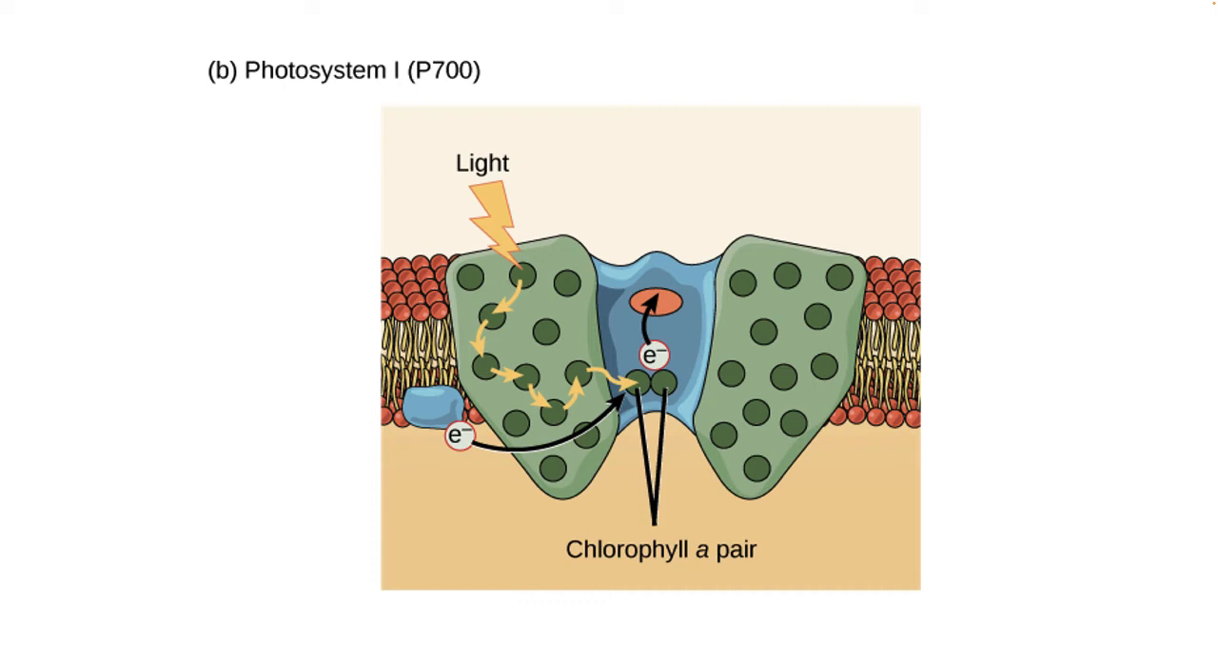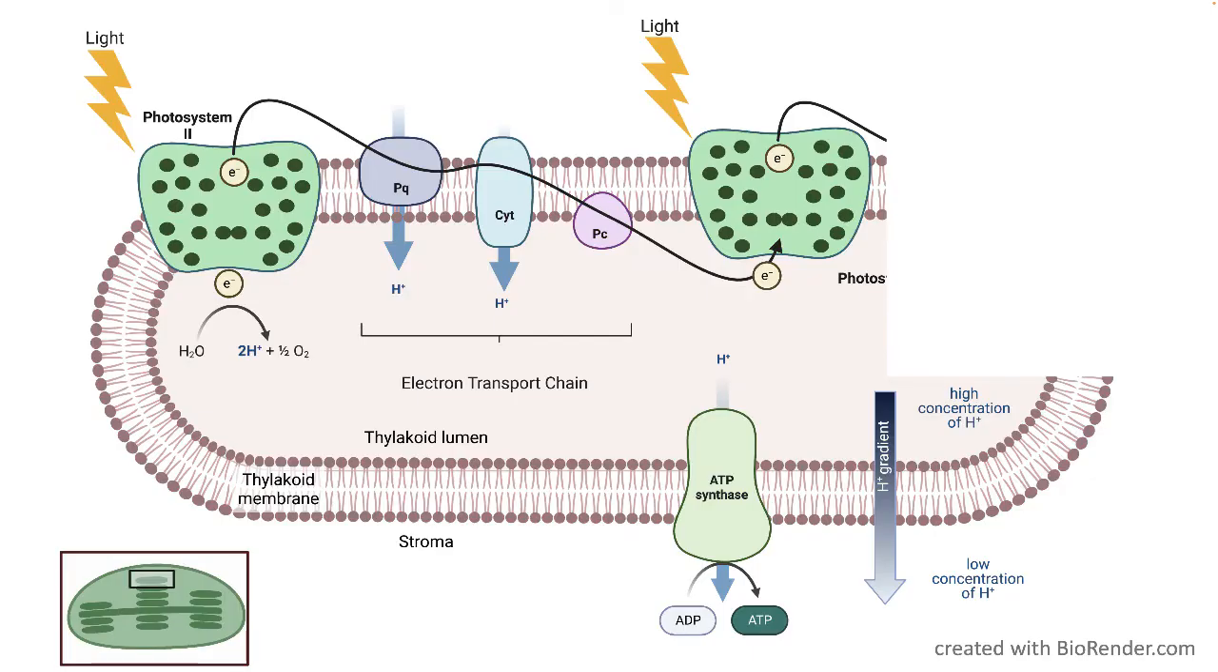P700. Electrons from P700 can become excited enough that they leave P700. So P700 has been oxidized, and they are accepted by an electron acceptor and then passed to ferredoxin. The electrons that leave P700 are replaced, similar to P680 in photosystem 2. But here they're not replaced by electrons from water. Instead, they're replaced by electrons from plastocyanin. In other words, from the electron transport chain that began with electrons from photosystem 2.